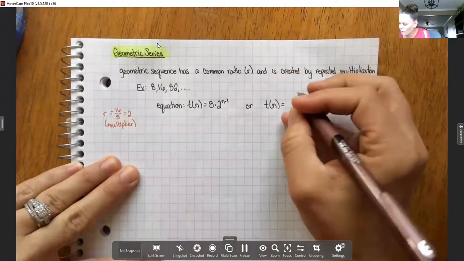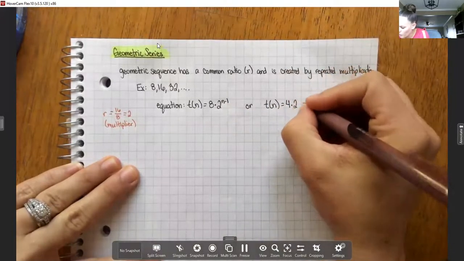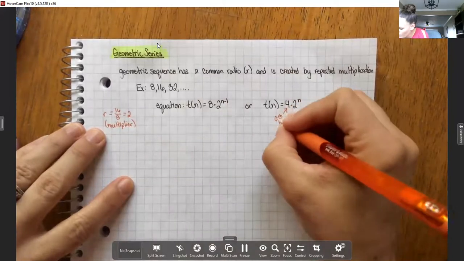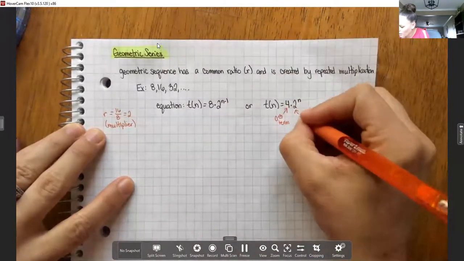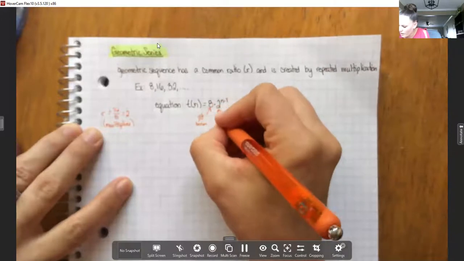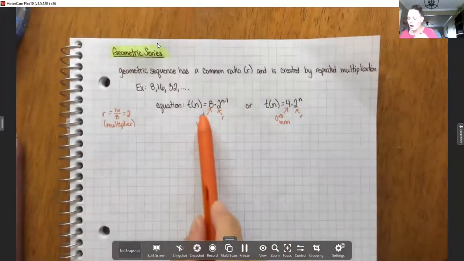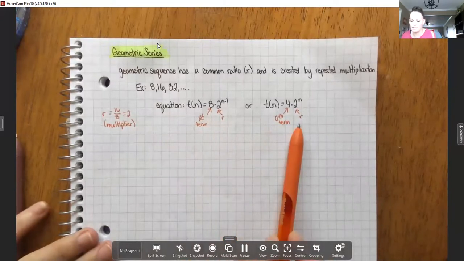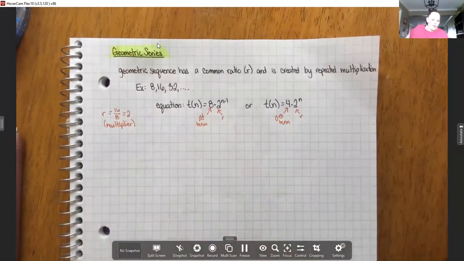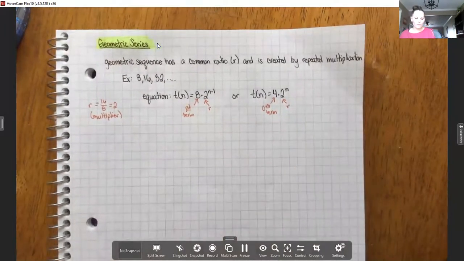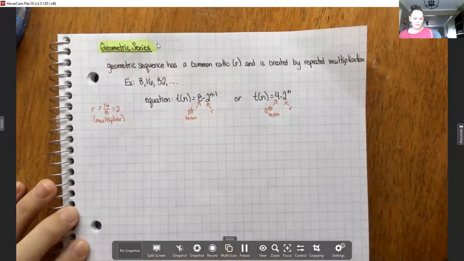T of n equals 4 times 2 to the power of n, where this is the 0th term, and then that's R. Here we have the first term, and we also have R. So you get to choose what way you want to do it. I will most commonly do it this way, but these are the same thing. So let's see, I want to look at the notation I used there.